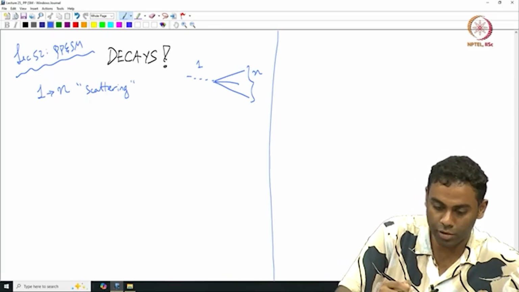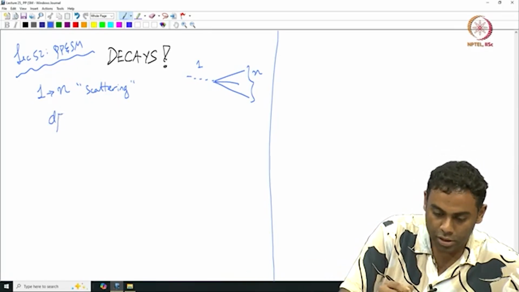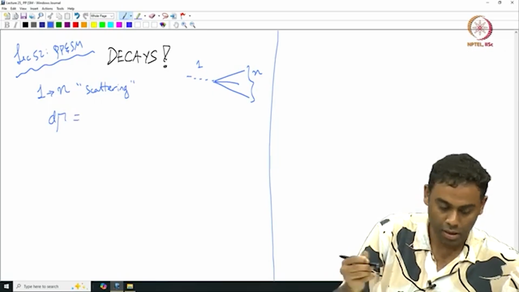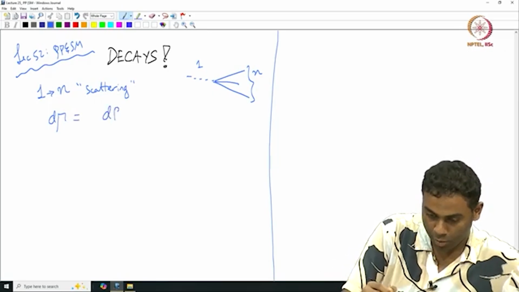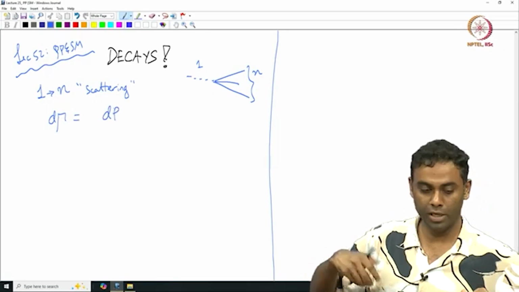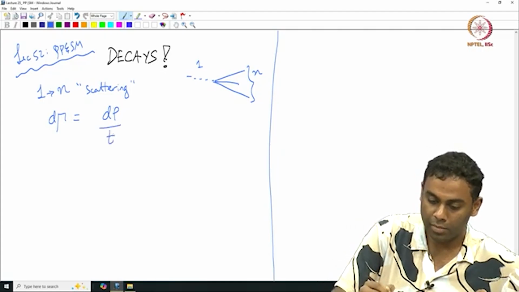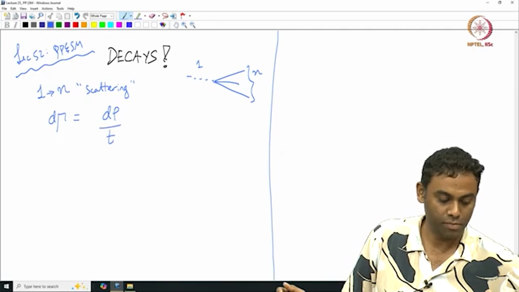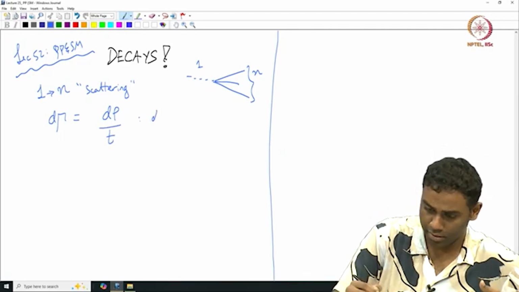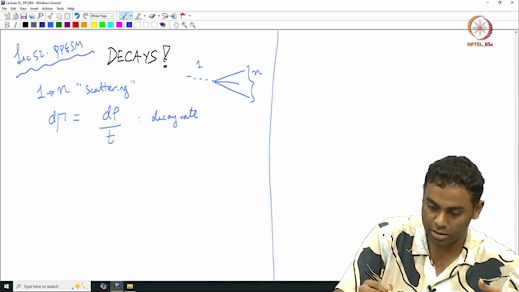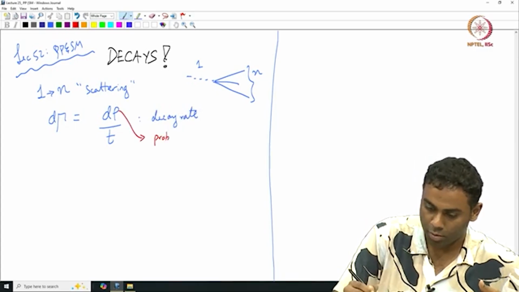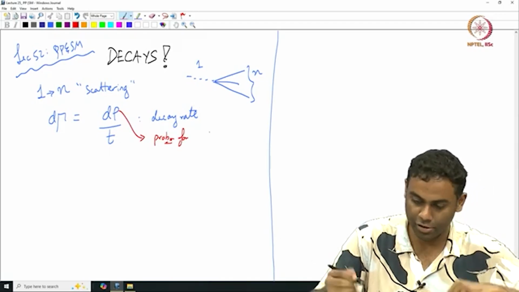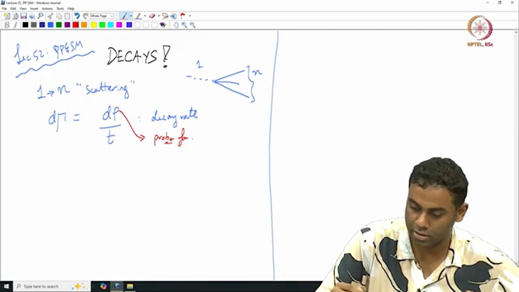What do I mean in particular? I can still use the notion of a probability or a differential probability for decay to happen divided by time. That literally is my decay rate. Again, just to be clear, this is the probability for the scattering to happen in this case, or in this case for decay.